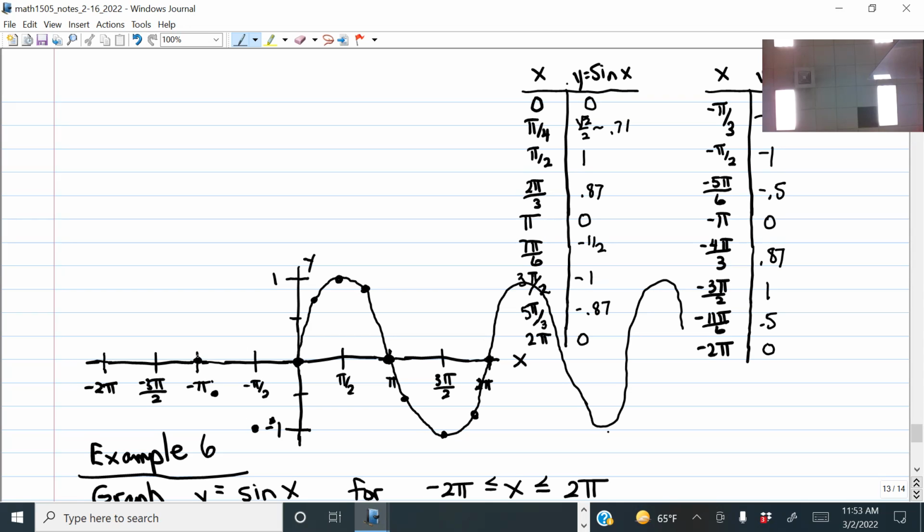And then at 4 pi over 3, we're up to 0.87, not quite up to 1. And then at 3 pi over 2, we are at 1. I didn't read this one very good at all. Let's erase this a little.